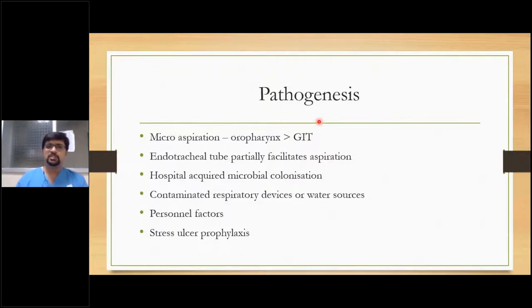The other aspect is contaminated respiratory devices or water sources. This was a cause of concern initially. When you are using a number of respiratory devices, right from your nasal prongs to a mask, to your NIV mask, or even to your nasopharyngeal area, laryngeal airway, or your endotracheal tube, your suction catheter, a contaminated respiratory device can facilitate easy ingress of microbes into the lower respiratory tract, and also contaminated water sources.